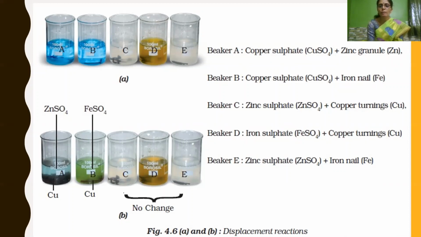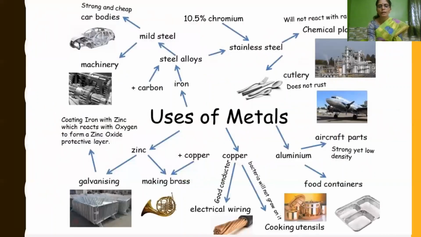So always, children, you keep this order. Very highly reactive is zinc, then second is iron, then copper. So zinc, iron, copper. In this way, you keep the metals in descending order of reactivity. Always a more reactive metal displaces a less reactive metal from its compound. And now we'll discuss the uses of metals.